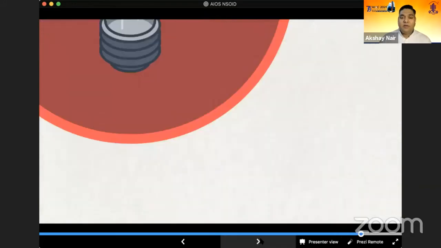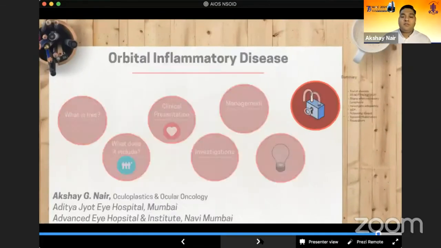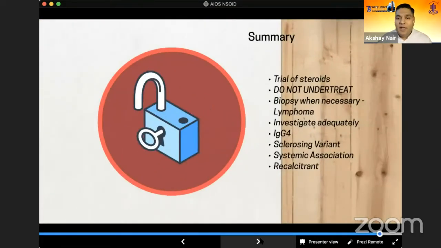So sometimes, we may have to think of different things. To summarize, a trial of steroids is not completely wrong, but do not undertreat it. Whenever you suspect anything atypical, biopsy it so that you are able to rule out conditions that can mimic it, like lymphoma. IgG4 is something that you should always add, because IgG4 disease has systemic implications.